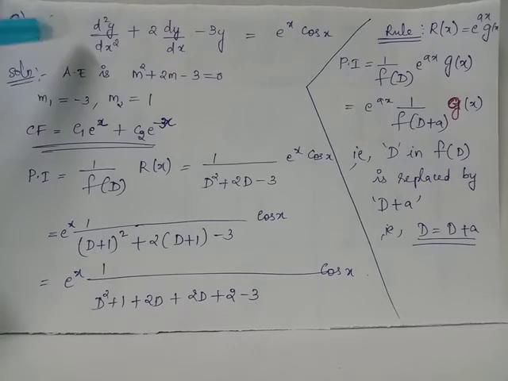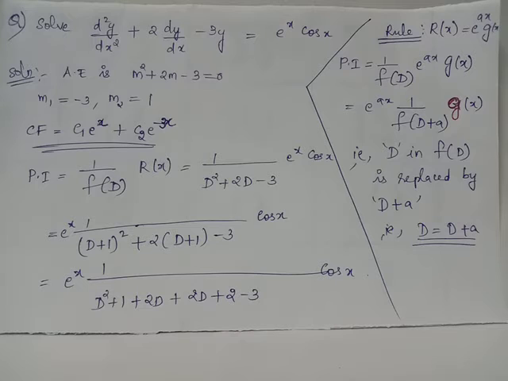In this differential equation, when we introduce the operator capital D, the differential equation becomes capital D square plus 2 times capital D minus 3 applied on y equals e raised to x cos x. We have the auxiliary equation m square plus 2m minus 3 equals 0, whose roots are m1 equals minus 3 and m2 equals 1, which are real and distinct roots. Hence, the complementary function will be a constant times e raised to x plus another constant times e raised to minus 3x. PI equals 1 by f of D acting on the RHS, which is e raised to x cos x.